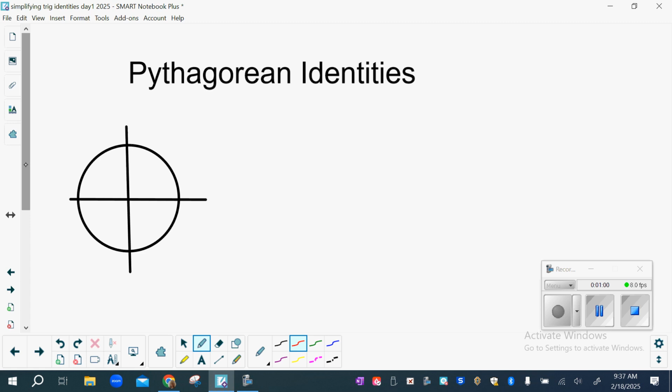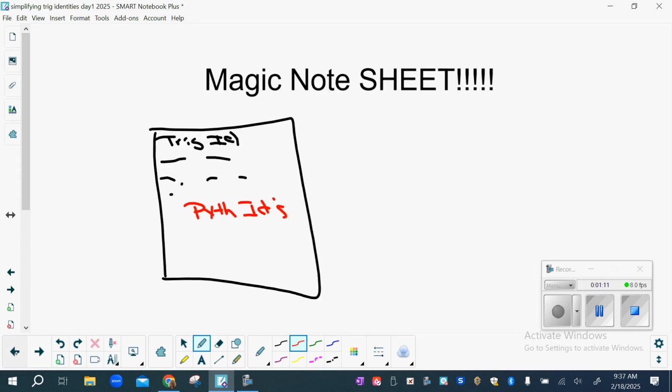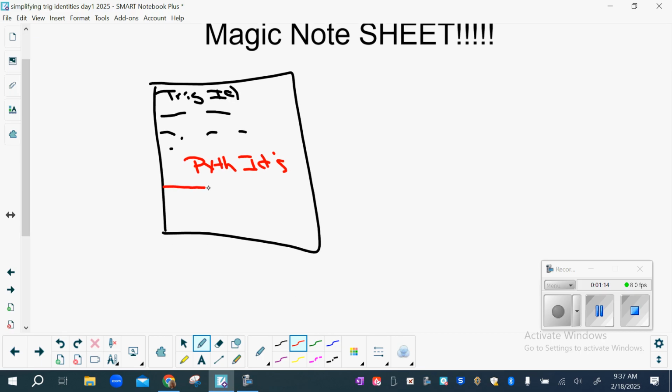Identity. Do not write the circle. You don't have to write the circle. Just write Pythagorean identities. And then underneath that, I want you to do this. I want you to go line, line, line, dot, dot, dot, dot, dot, dot. It's a new type. So just like that. Yeah. Now I'm going to be honest.